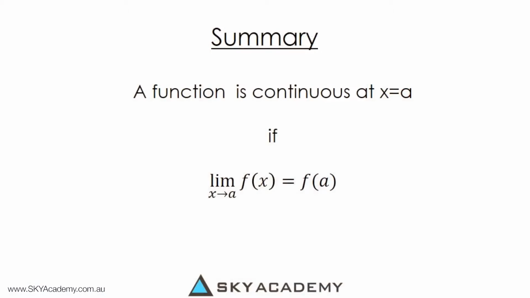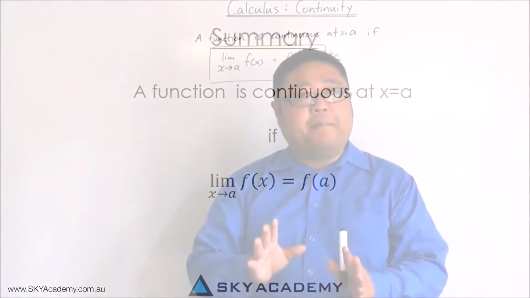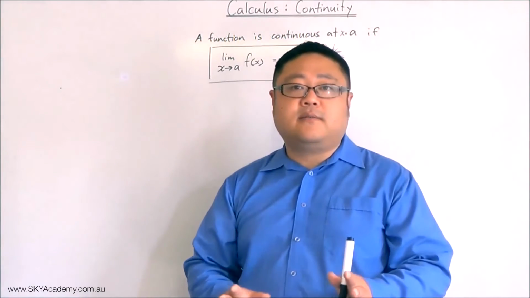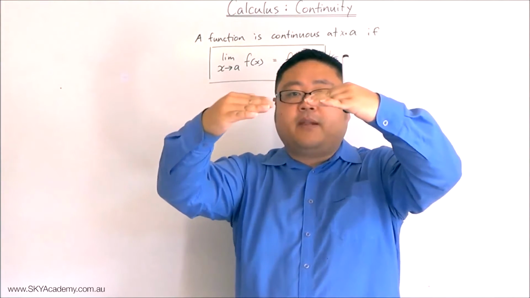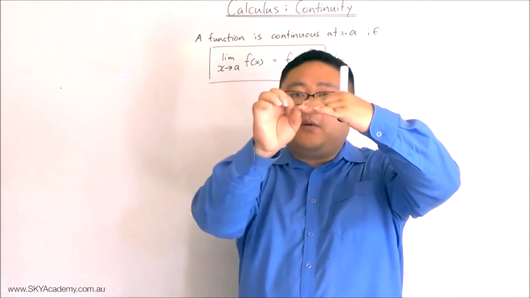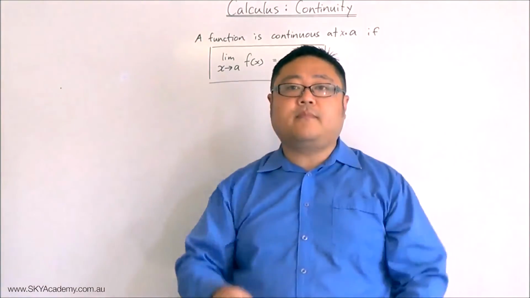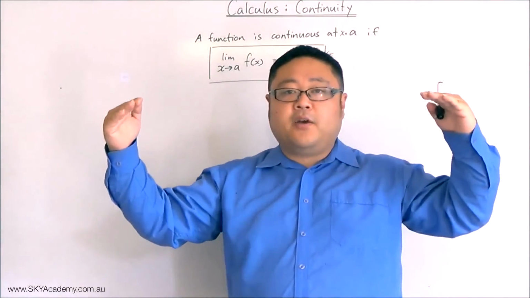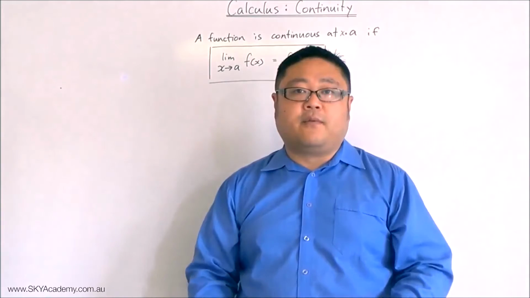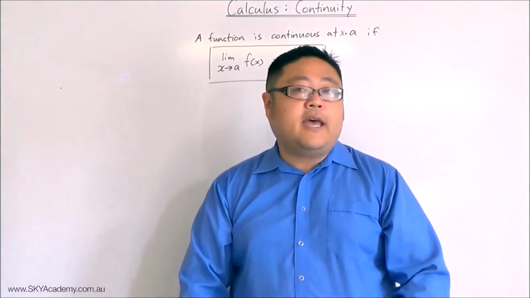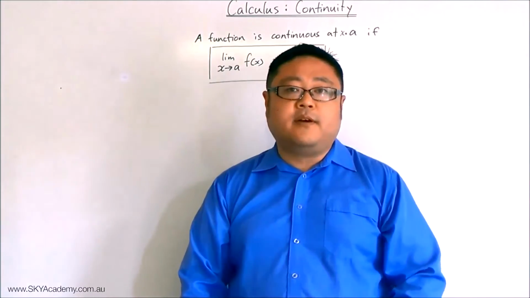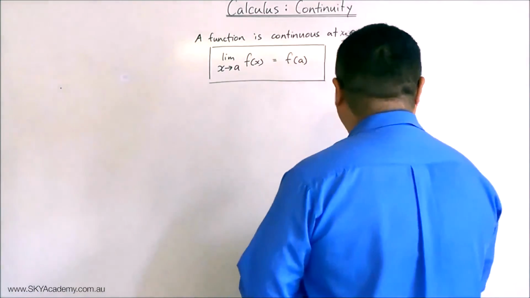Now, what does that all mean? What that basically means is this: as a curve approaches a particular point from the left or the right, it's actually equal to that specific point that the curve approaches from either the left or the right. And that's basically what we're looking for. So let's have a look at a couple of examples. I'll give you an example right now.